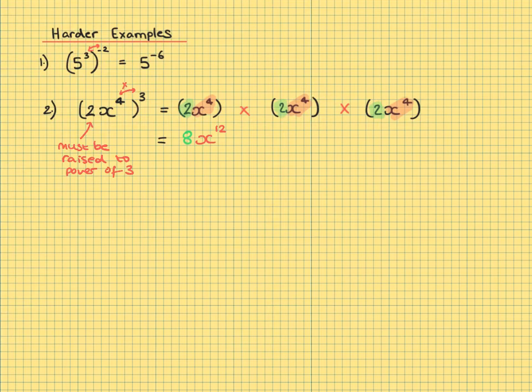Let's try another similar example. So this time I've got 5a to the power of 7 all squared. So let's write out in full. We have 5a to the 7 multiplied by 5a to the 7.